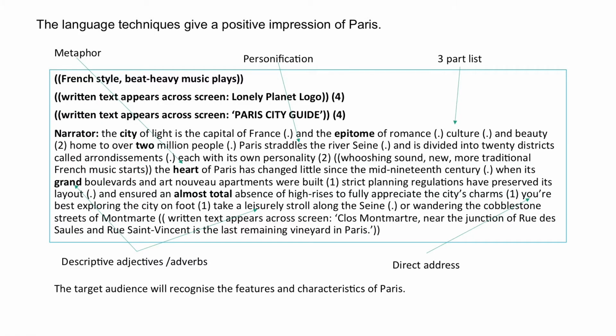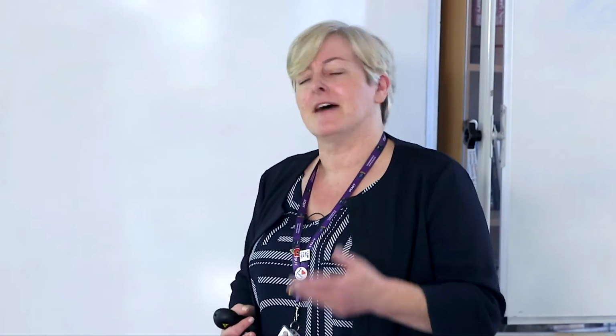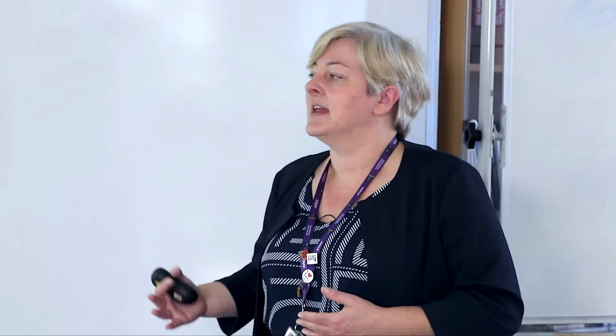Next we have personification. Okay, did you spot personification? Where we have Paris straddles the River Seine. So Paris can't straddle, it is being given features of a person, so therefore it is personification. And it's telling us about the River Seine, and it's telling us that Paris is on either side, so painting it as being quite a big place.